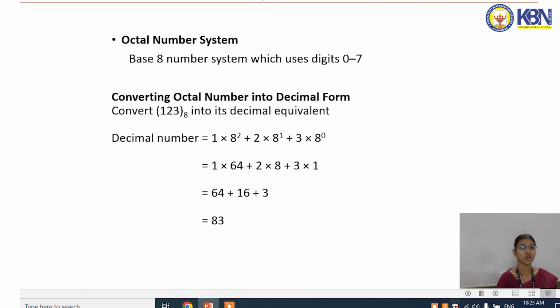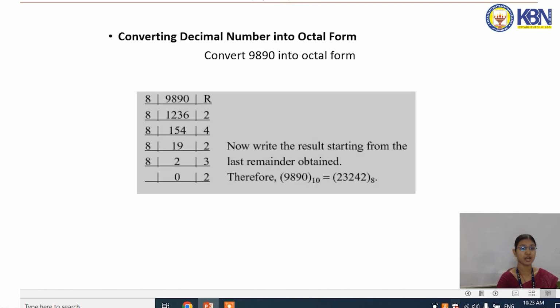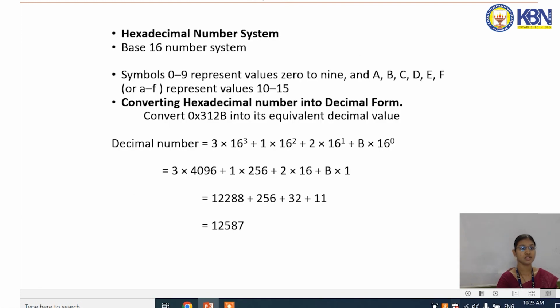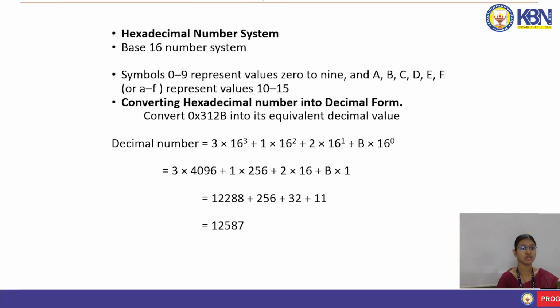I am now taking the octal number and converting it into a decimal number. Next, I am taking that decimal number and converting it to octal form. Hexadecimal system: the hexadecimal number system means 0 to 9 represent digits and the remaining 10 to 15 are represented by characters. 0 to 9 are numbers, and the remaining are characters A to F. Likewise, I am taking a hexadecimal number and converting it into decimal form.